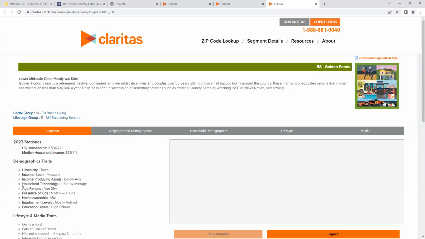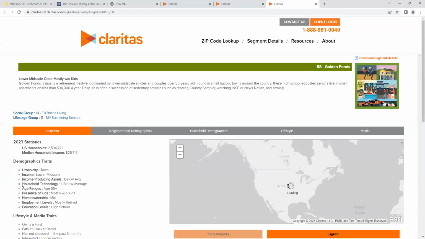So, Golden Ponds, mostly a retirement lifestyle dominated by lower mid-scale singles and couples over 55. Found in small bucolic towns around the country. These high school educated seniors live in small apartments, less than 30,000. It's a succession of sedentary activities such as reading the Country Sampler, watching INSP or news stations, and so on.